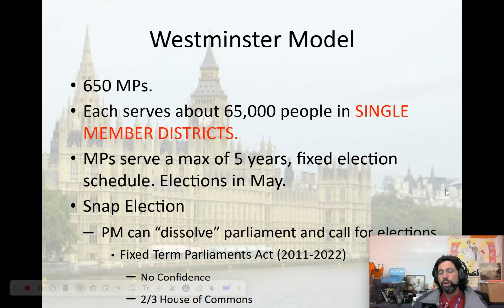People that serve here are known as members of parliament, the same thing as a congressman, and they serve, like in the United States, a district. And this district represents about 65,000 people. They serve 5-year terms in a fixed election cycle.